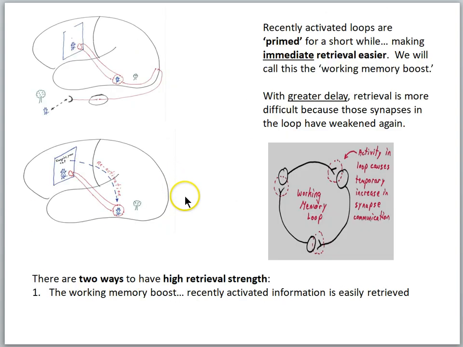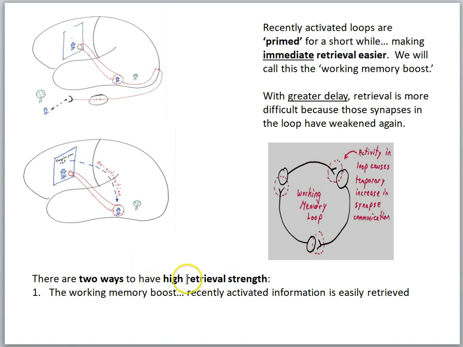Now you'll recall from the lessons on the working memory system that recently activated loops are primed for a short while, making immediate retrieval easier, and we call that the working memory boost. So there are two ways to have high retrieval strength. One is the working memory boost. So anything that we were just recently thinking about will enjoy the working memory boost because those synapses are temporarily facilitated, and so it's going to be more easily retrieved. Now, with greater delay, the retrieval is more difficult because those synapses are going to weaken again.